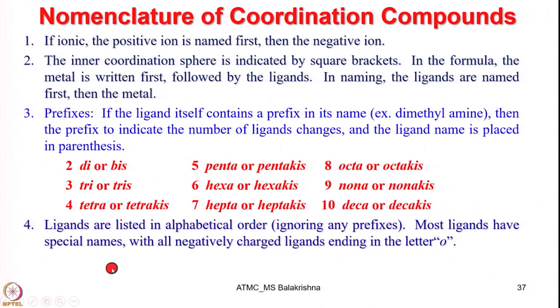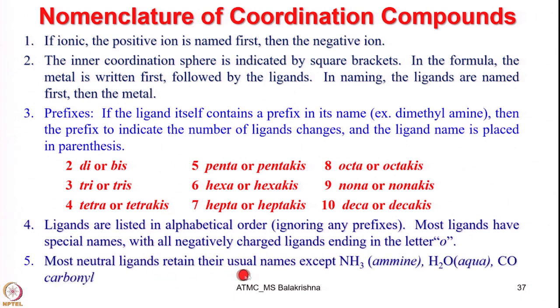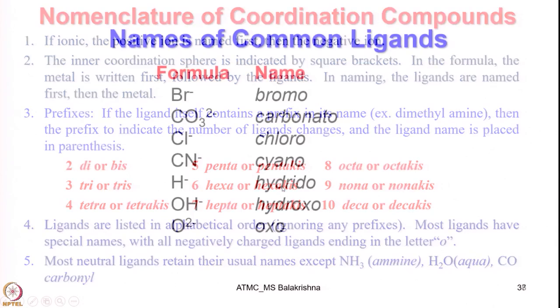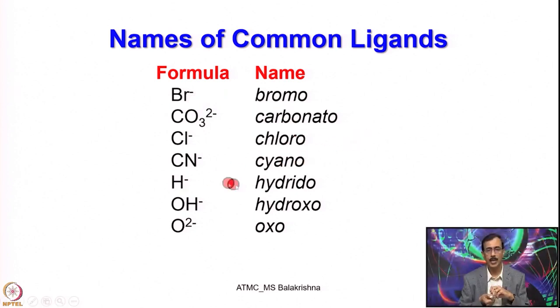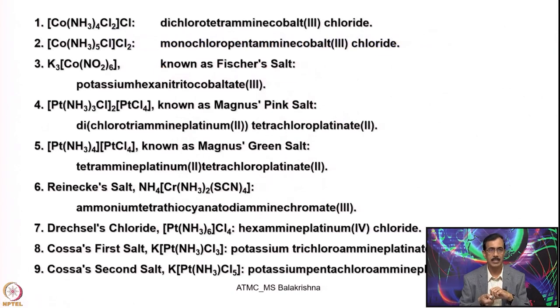Most anionic ligands have special names, with all negatively charged ligands ending in the letter o, for example chloro, bromo, iodo. Most neutral ligands retain their usual names except ammonia. For example, ammonia we call ammine, water we call aqua, and CO we call carbonyl. The names of common ligands I have listed here: bromo, carbonato, chloro, cyano, H minus hydrido, OH minus hydroxo, and O2 minus oxo.